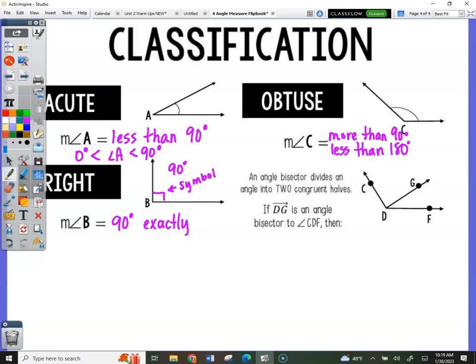So the inequality, just like the one we did over here, for this one would look like this. It's got to be more than 90. This is angle C. But less than 180. So that's what the inequality would look like. Angle C is between 90 and 180.